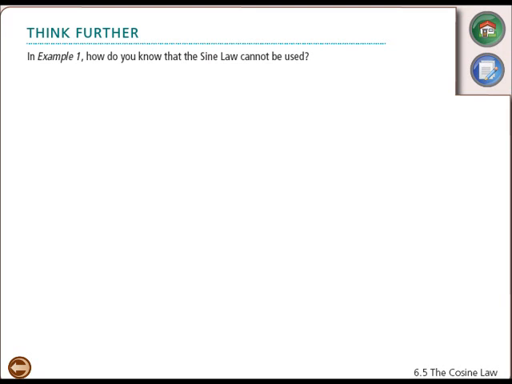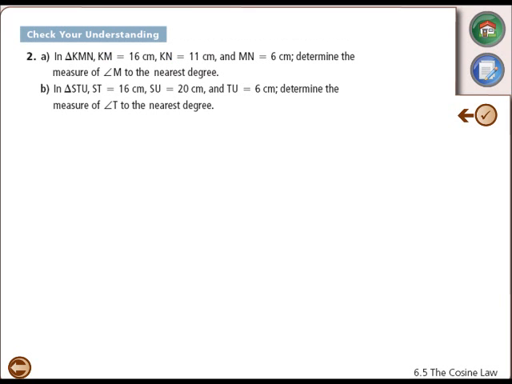Now in that example we just did, how did we know that we couldn't use the sine law? How did we know that we had to use cosine law? Write that down. Oh boy, getting a little bit trickier. You gotta draw the triangle yourself. KMN. Arbitrary, doesn't matter, put whatever. K, M, N, doesn't matter which order you put them in.